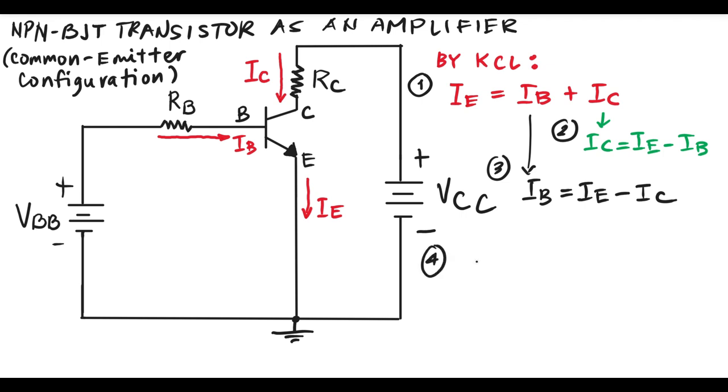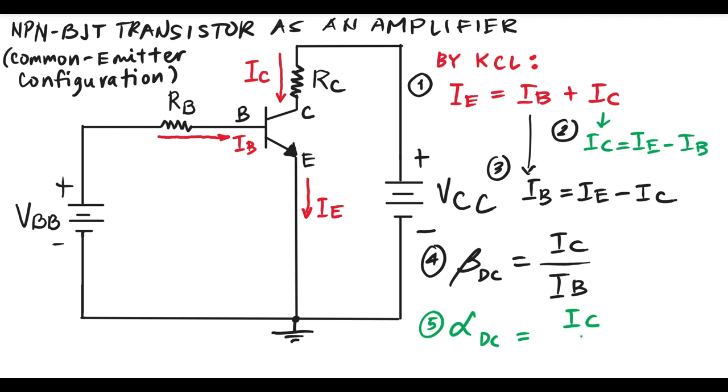Now, we have another formula which we call the beta DC, and this will be equal to IC over IB, and another formula for calculating the alpha, which is equal to IC over IE. Plus, we can also calculate beta by using the value of alpha. So, we can have another one, which is beta equals alpha over 1 minus alpha. And you will be able to get the beta value.